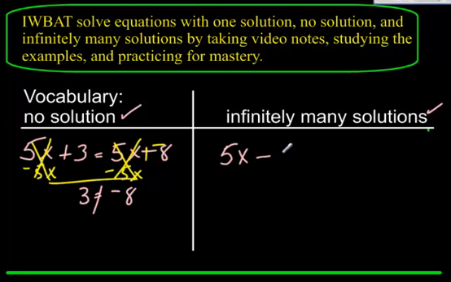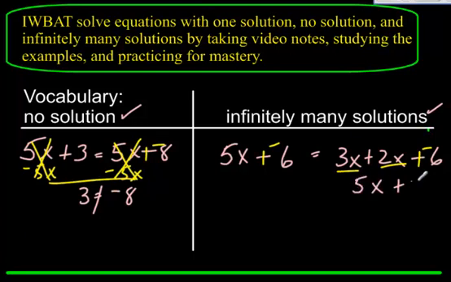5x minus 6 equals, let's say, 3x plus 2x minus 6. So we're going to do our same change opposites here, and same thing over there. I'm going to combine like terms there. So I have 5x plus negative 6, and I have 5x plus negative 6 over here. So you can see that they're the same on both sides.